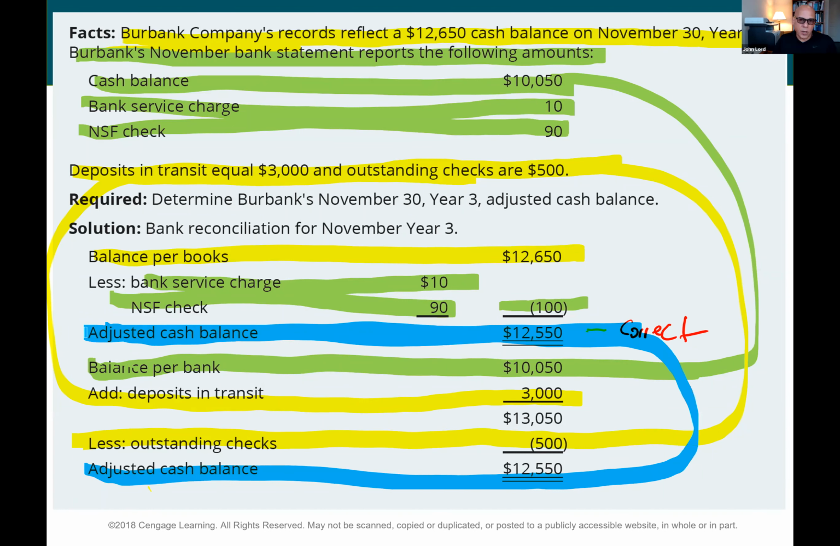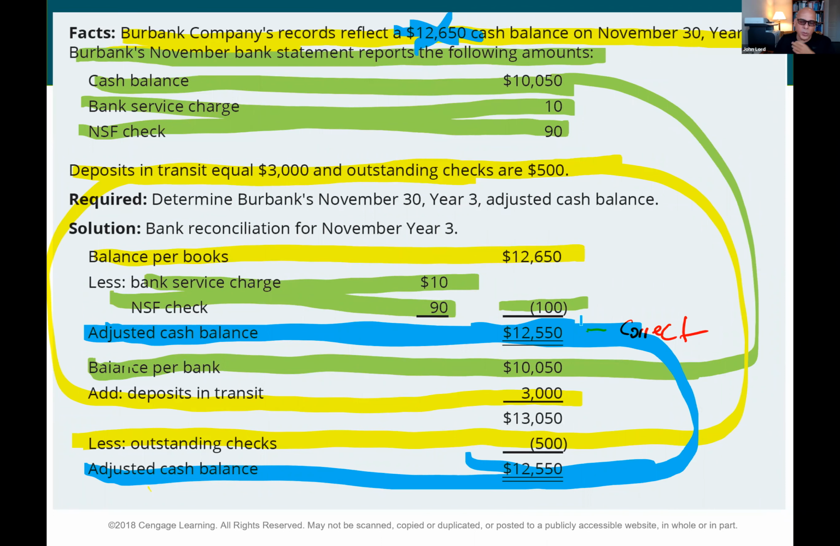I now have a corrected cash balance, and when I report my cash on the balance sheet, I won't report 12,650. I'm going to report this 12,550 because I've made sure that I have included all the items. The bank balance will eventually reflect this 12,550. Of course, it's a moving target. You'll probably never get a bank statement that says 12,550 on it unless you didn't do anything in that next month, because as we get to the next month, all these things will start hitting.